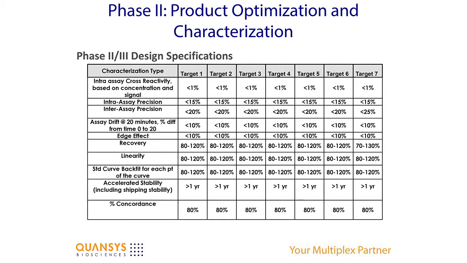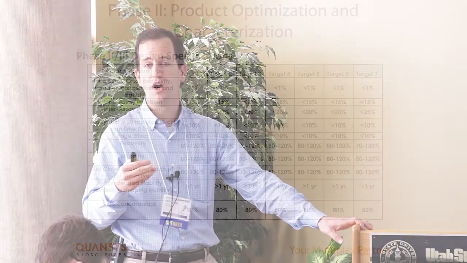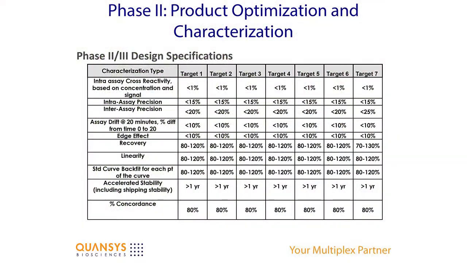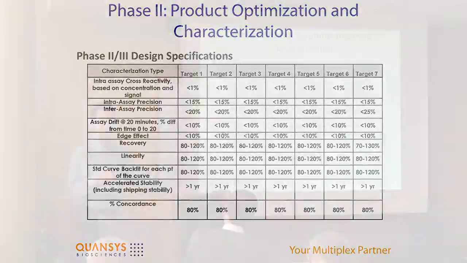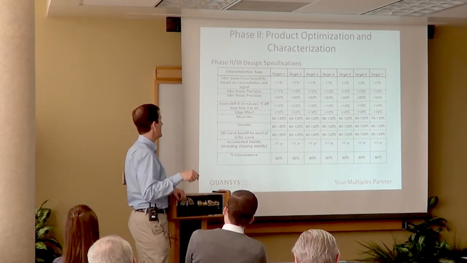We also do stability. Our stability protocol is a combination of accelerated and real time. So as our accelerated study ends, those reagents that were used for the accelerated will just continue on for our real time going out 2 years. 2 years. And then, as I stated, they had already developed some ELISAs. They wanted to have 80% concordance with their previously developed ELISAs. So let's see how this did.